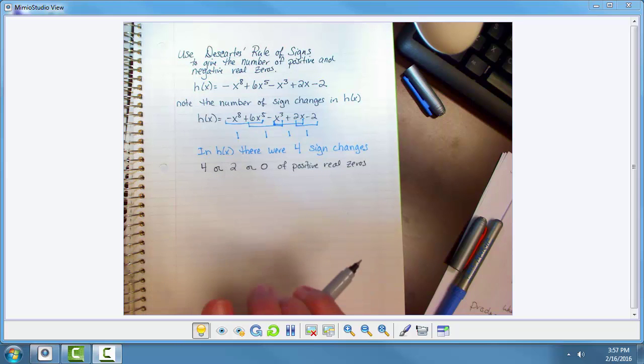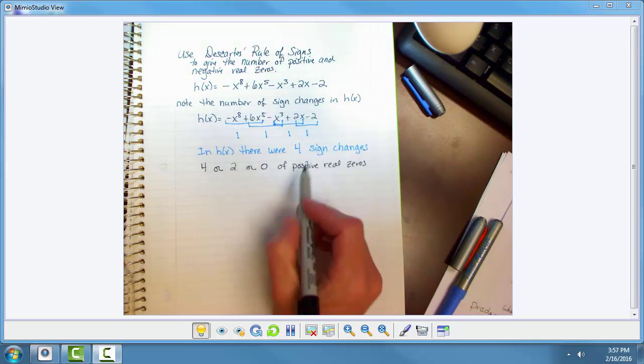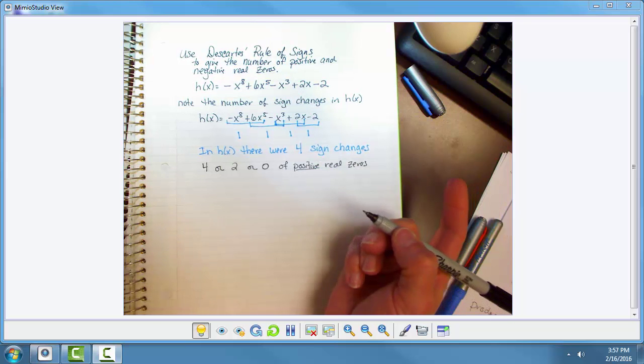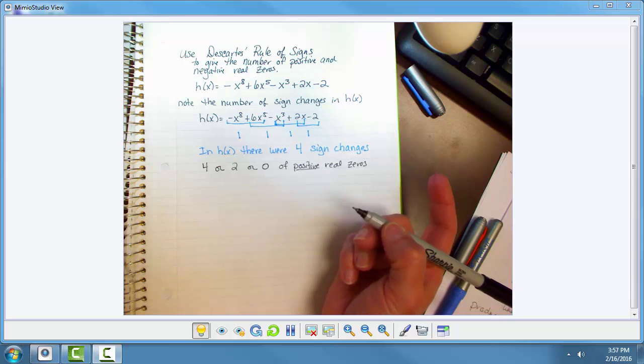All right? Now that's the number of positives. So to determine the number of negative sign changes, we have to look at h of negative x.